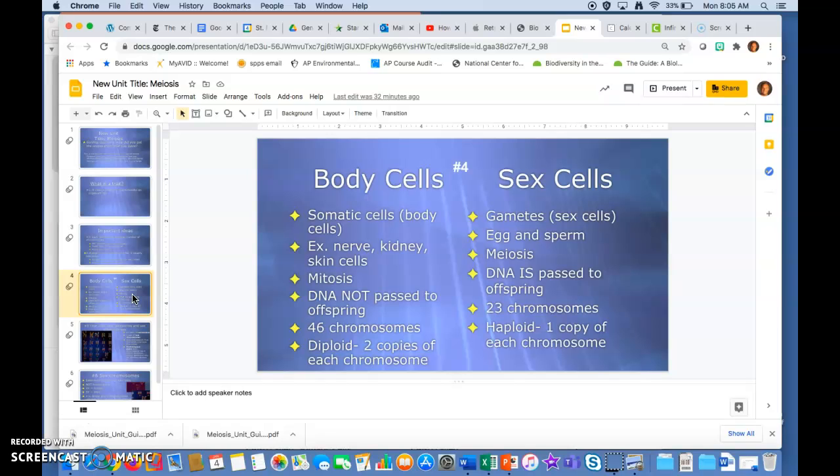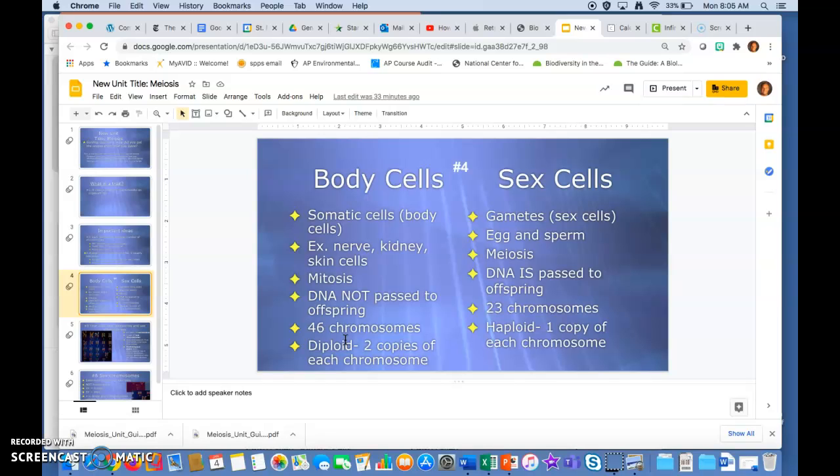46 chromosomes. We consider body cells diploid cells. The word di means 2. So there's 2 copies of each chromosome in your body cells. 1 copy from your mother, 1 copy from your father. 23 plus 23.